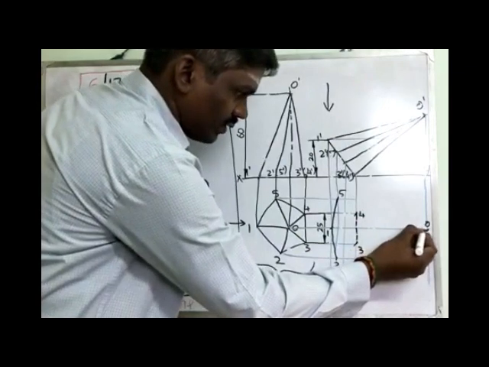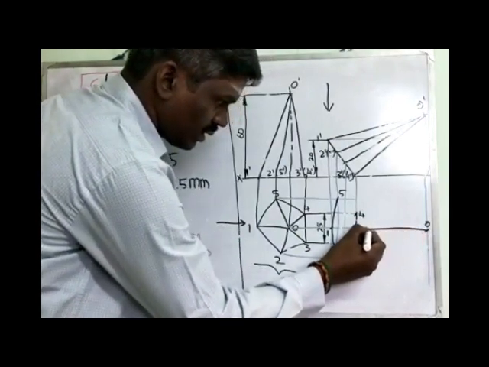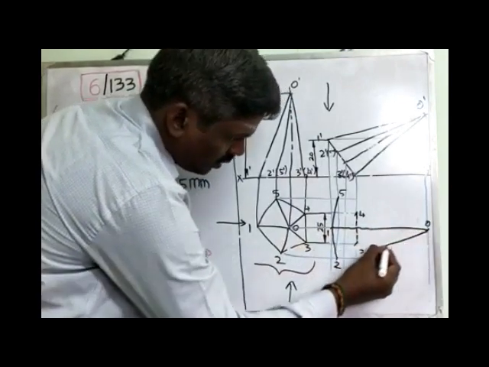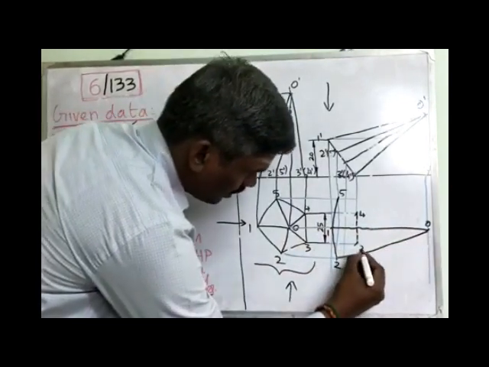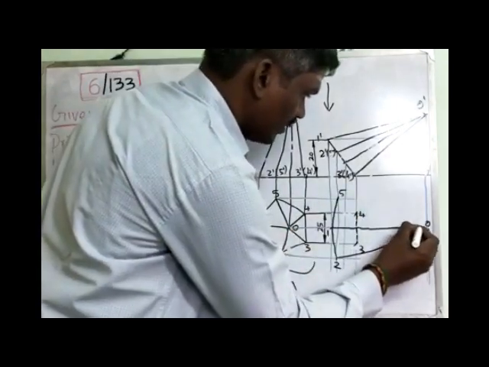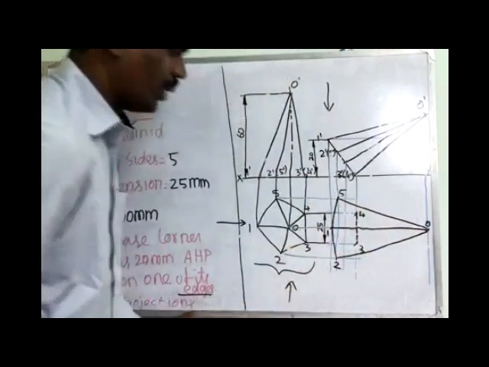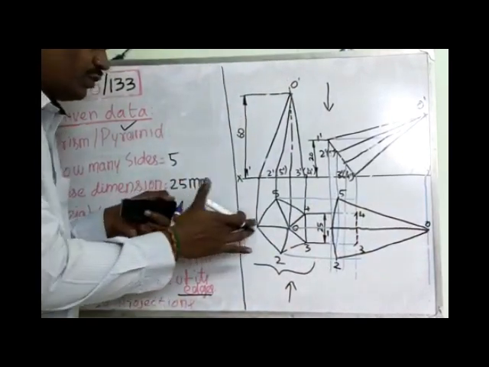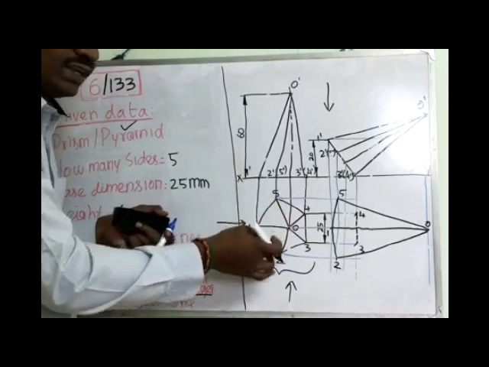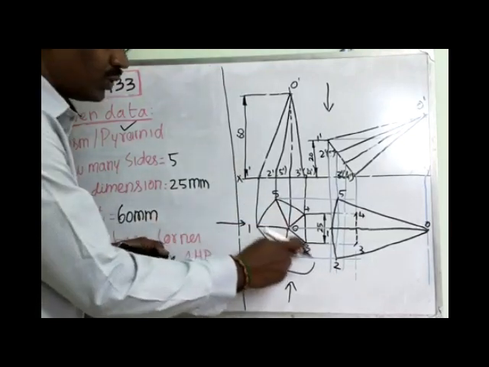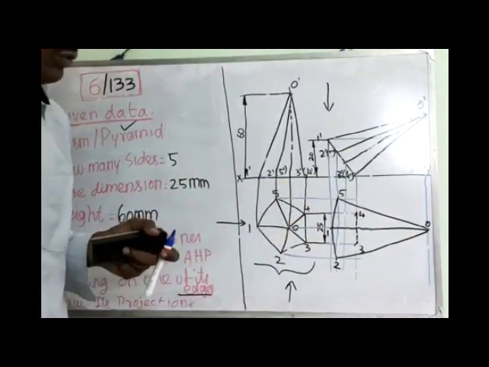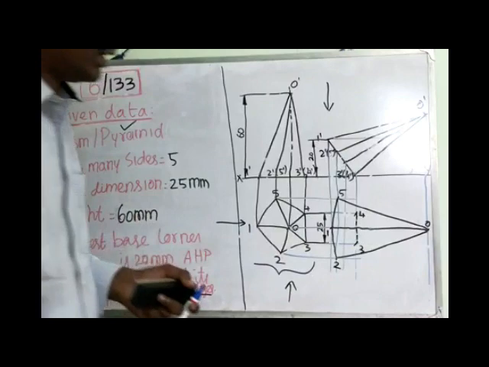0 to 1 slant edge is visible. 0 to 2 slant edge is visible. 0 to 5 slant edge is visible. How do I identify it? From the observer, 0 to 1 is visible, 0 to 2 is visible, 0 to 5 is visible. So these three slant edges are visible. 0 to 3 and 0 to 4 are away from the observer, so 0 to 3 and 0 to 4 slant edges are hidden.